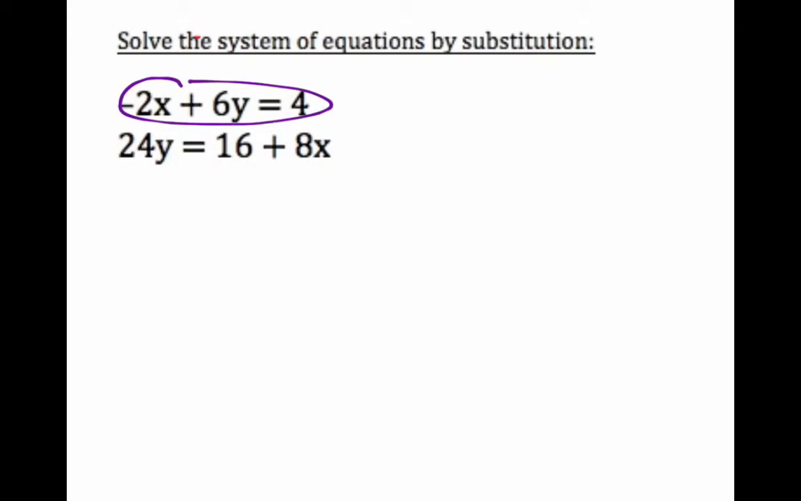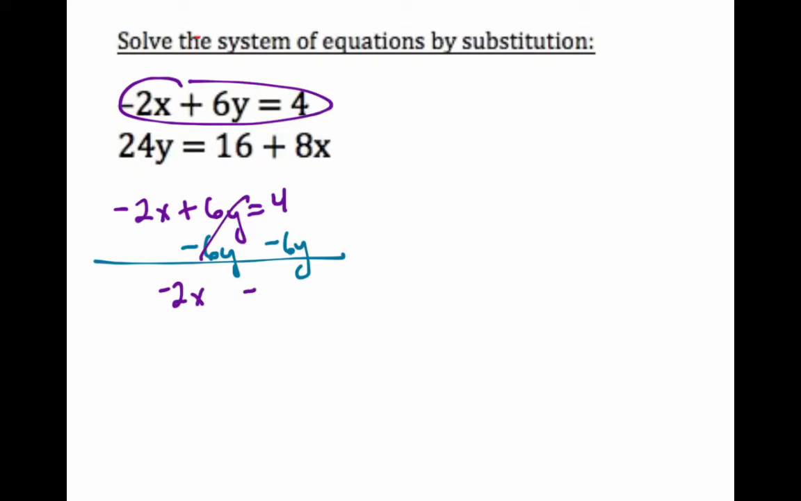So I'm actually going to solve, now you can start writing this down. I'm actually going to solve for x. So I've got negative 2x plus 6y equals 4. I need to get x by itself. So first I'm going to add and subtract to get the stuff around it away. So this 6y is in my way. Subtract 6y from both sides. I end up with negative 2x equals 4 minus 6y.